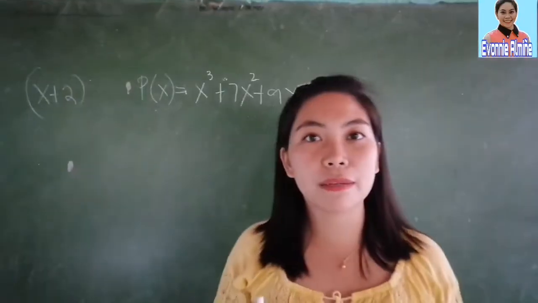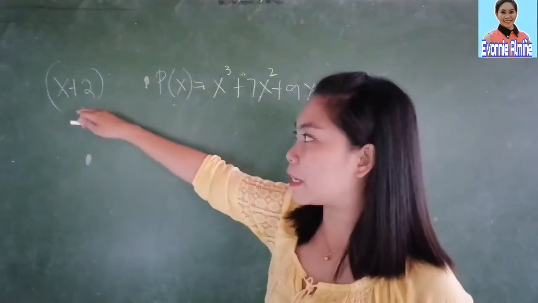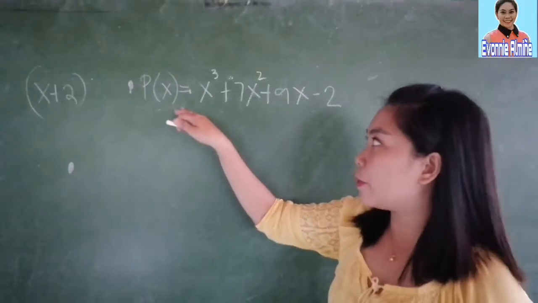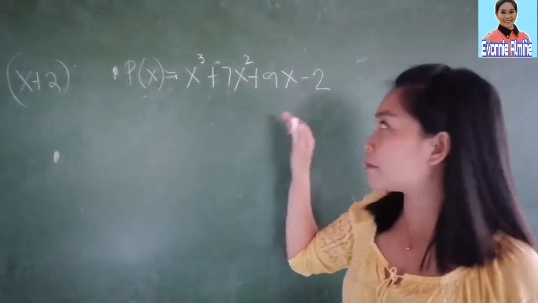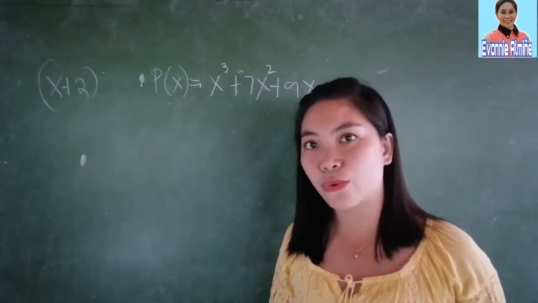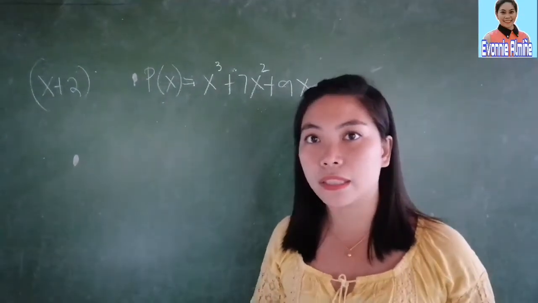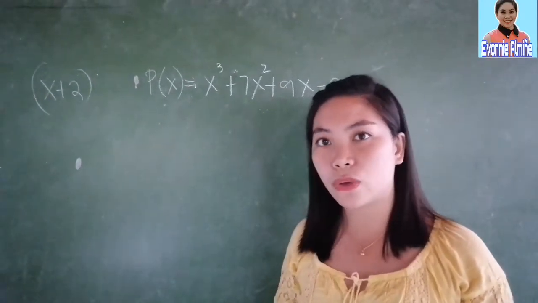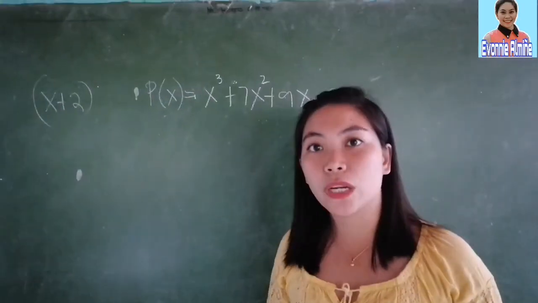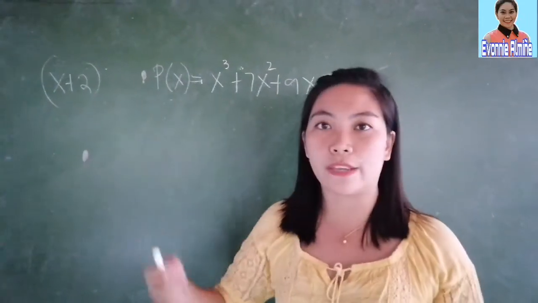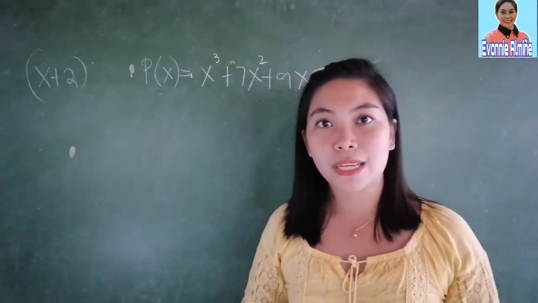Okay, paano natin malalaman na factor si x plus 2 dito sa ating given polynomial equation which is p of x is equal to x cubed plus 7x squared plus 9x minus 2. We are going to apply the remainder theorem or it can be better if it is a synthetic division. Kung ano po yung preferable yung method among the two, magkatulad lamang po yan. So malalaman po natin kung factor ito if and only if the remainder is equal to 0.